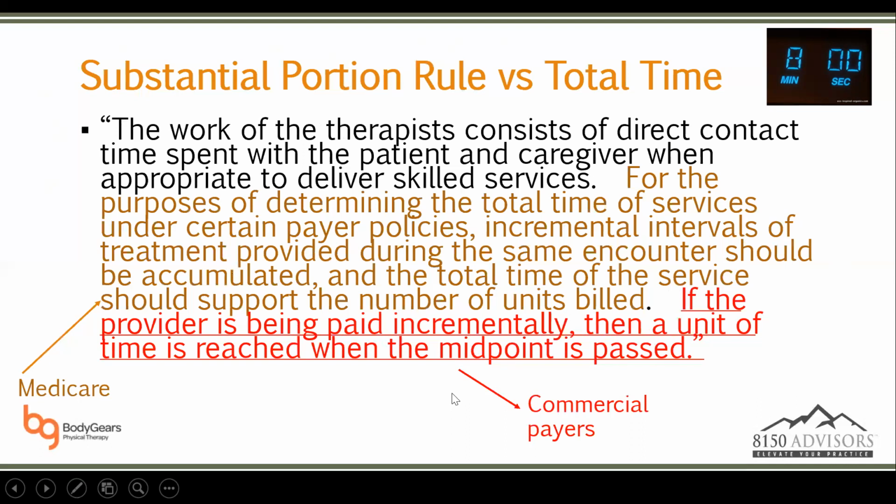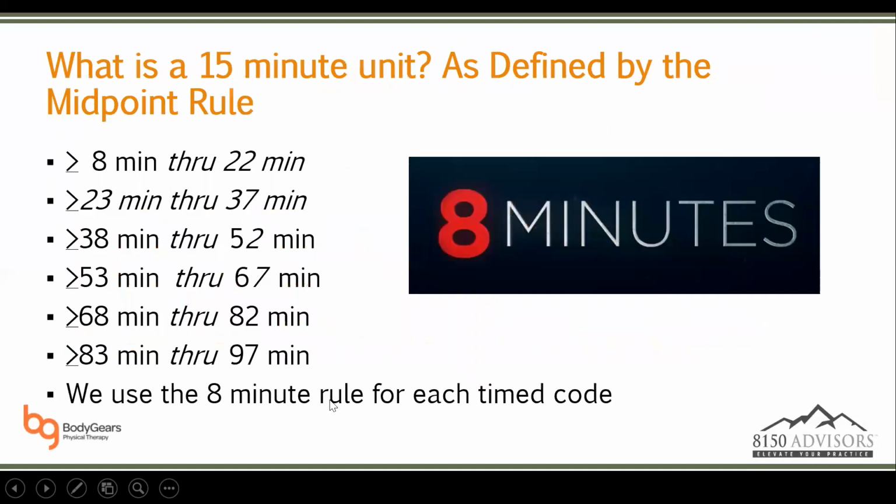So basically, if you do something and you spend at least half the code, then you can bill the code if you're being paid incrementally. So for example, Blue Cross Blue Shield in all 3 of the states that you're in pays you incrementally. And so if you get to the halfway point, you can bill a unit of service. So what does that mean? Halfway has been defined as 8 minutes. Technically it's 7.5, but we'll go with 8 because that's how they defined it. 8 minutes through 22 is 1 unit of something.